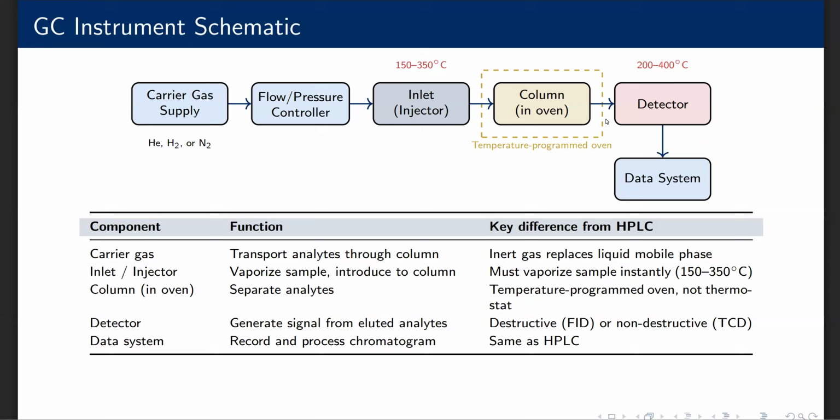The column sits inside a temperature programmable oven, which is a key difference from HPLC, where the column thermostat maintains a constant temperature. In GC, we systematically ramp the oven temperature to elute analytes of increasing boiling point. After the column, separated analytes reach the detector, which is maintained at a high temperature to prevent condensation. Let me walk through each component in detail.